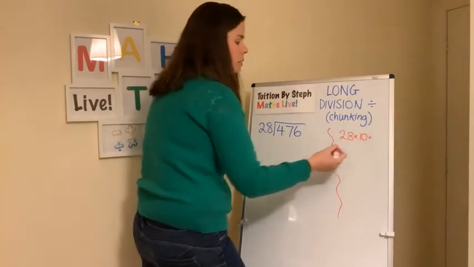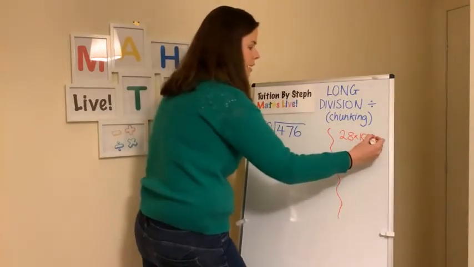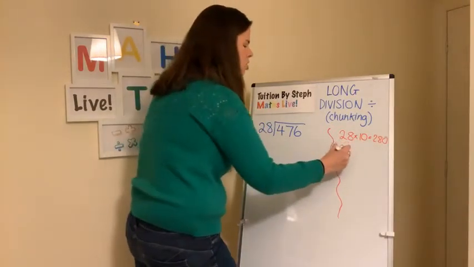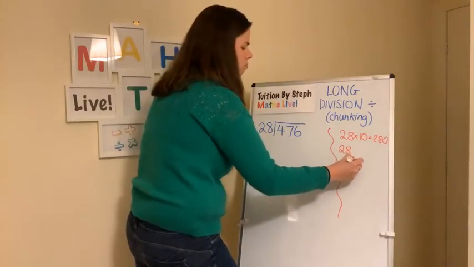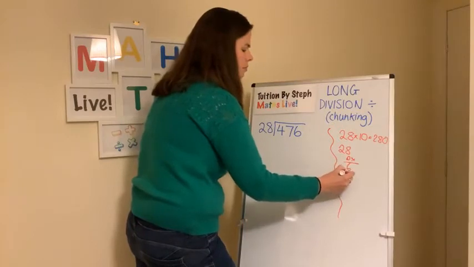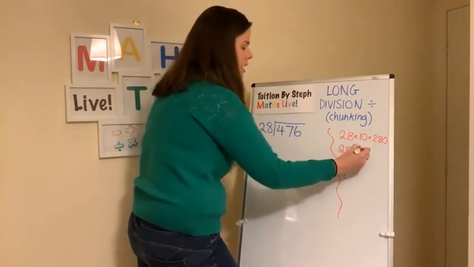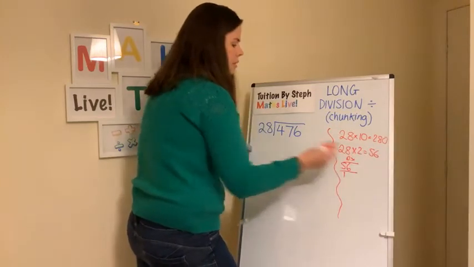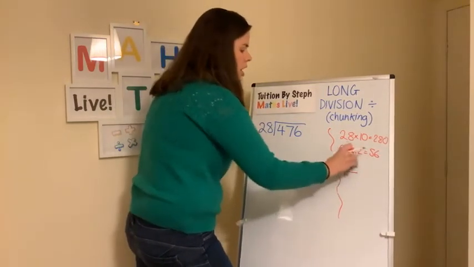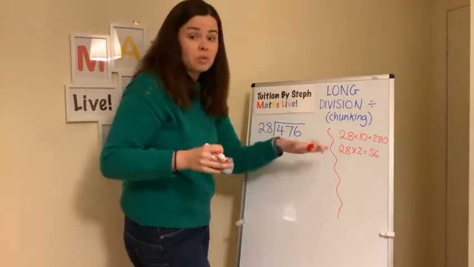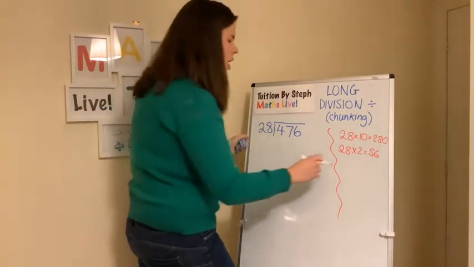Sometimes you can start with times by 10. What's 10 lots of 28? 280. There we go. What's 2 lots of 28? Well, 2 8s are 16, 2 2s are 4. 56. So 28 times by 2 is 56. Could do one more. You don't have to, but you can do a few. I tend to do 3 or 4.